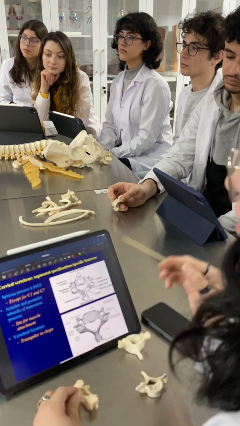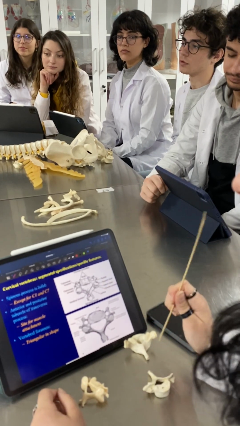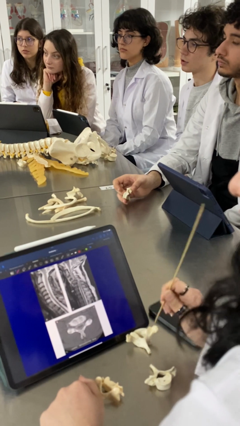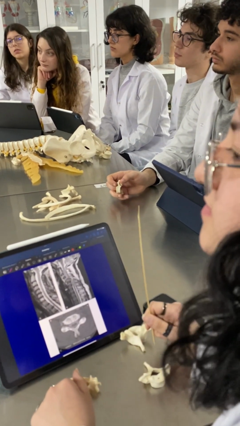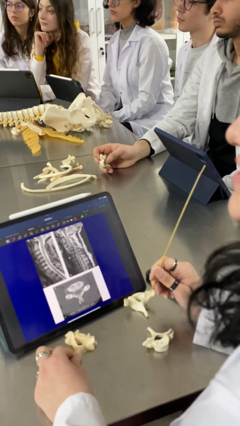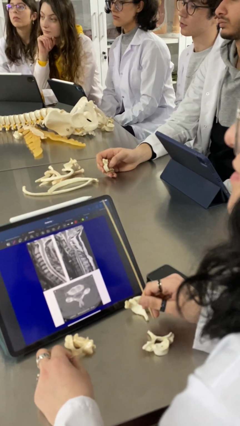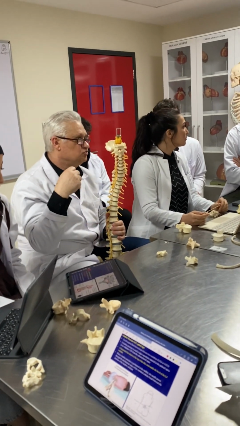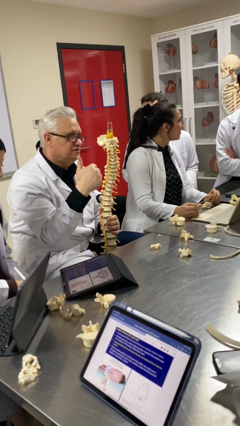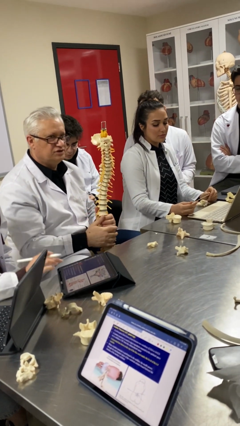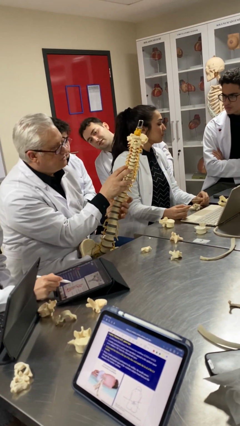What passes through? Who can help her? Because the vertebral artery, vertebral vein, and sympathetic nerves. Okay, let's say it together. 1, 2, 3. Vertebral artery, vertebral vein, sympathetic nerves. Okay.